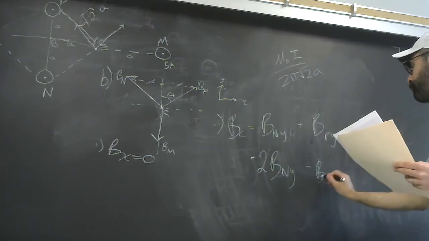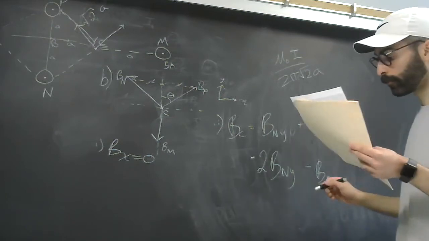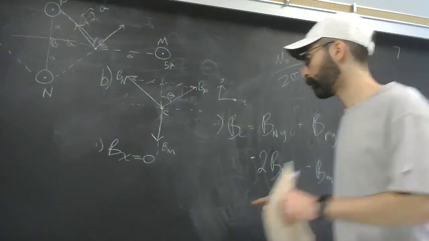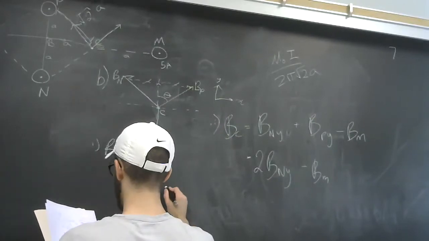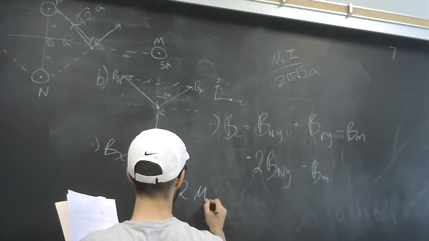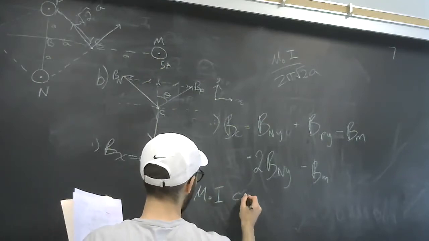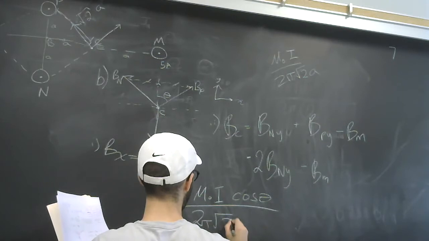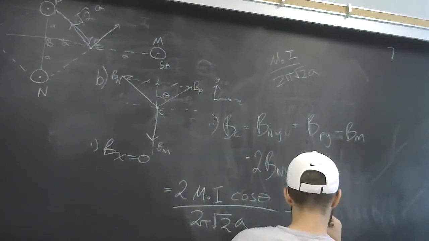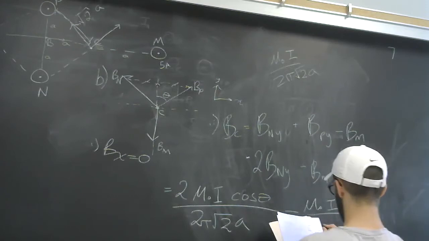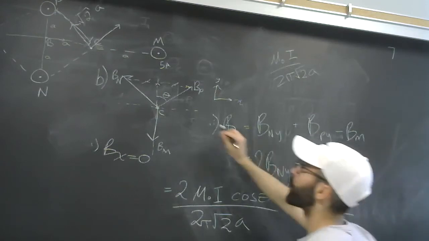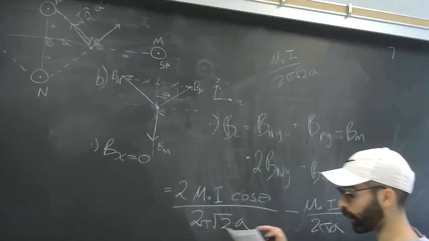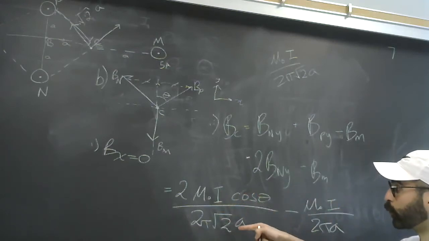except now it's just the distance a away. So let me scoot over actually. I'm going to get on my knees real quick here. So that equals 2 mu naught, and all the currents are the same here, cosine of that angle theta, which is 45, divided by 2 pi root 2 times a, and then that's going to be minus mu naught I over 2 pi a. In this case, M is only a distance a away from C. Here you have everything you can plug in. In fact, you can factor out a mu naught, an I, a 2 pi, and an a.